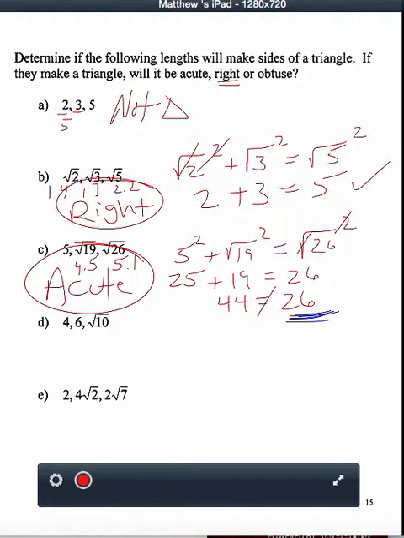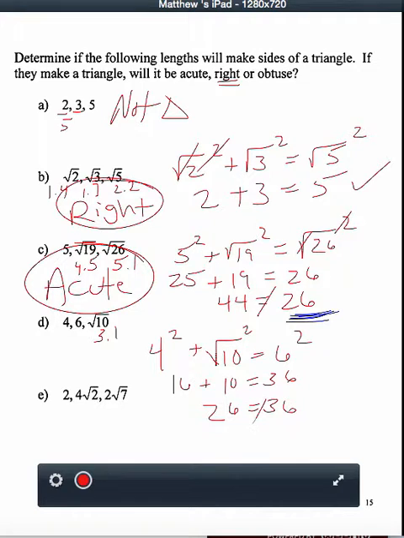Let's do one more. Part D, 4, 6, and root 10. Root 10 would be approximately 3.1 probably, which is smaller than the 6. But the 4 and the 3.1 would add up to more than 6, so it will make a triangle. So we're going to say 4 squared plus the root 10 squared, is that equal to the 6 squared? So we get 16 plus 10 equals 36. 26 does not equal 36.